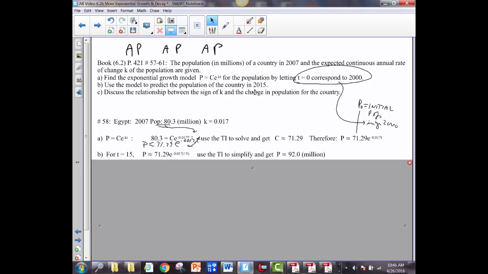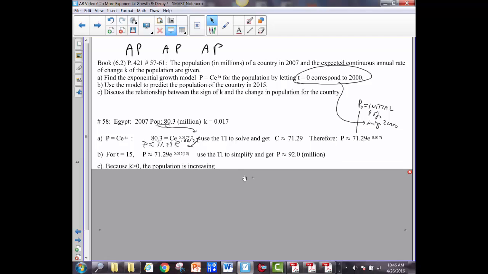And now we can replace that C by 71.29, and we have our equation in P and t. So now they want to know what happens at t equals 15. Replace t by 15 and simplify. You'll get 92 million. And as you found out, because your k is positive, that means that the population is increasing. So sure enough, it started out at 80 million, and then by 2015, it's going to be 92 million.